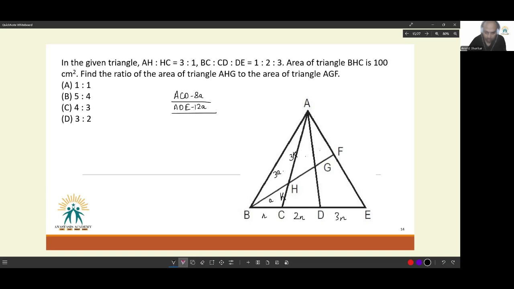Okay. Now, first thing I'm doing is I'm joining H with D here, because here N is to 2N, area here should be 2A. And then what is left here is 6A. So if I say this area is X, this area will be 6A minus X.